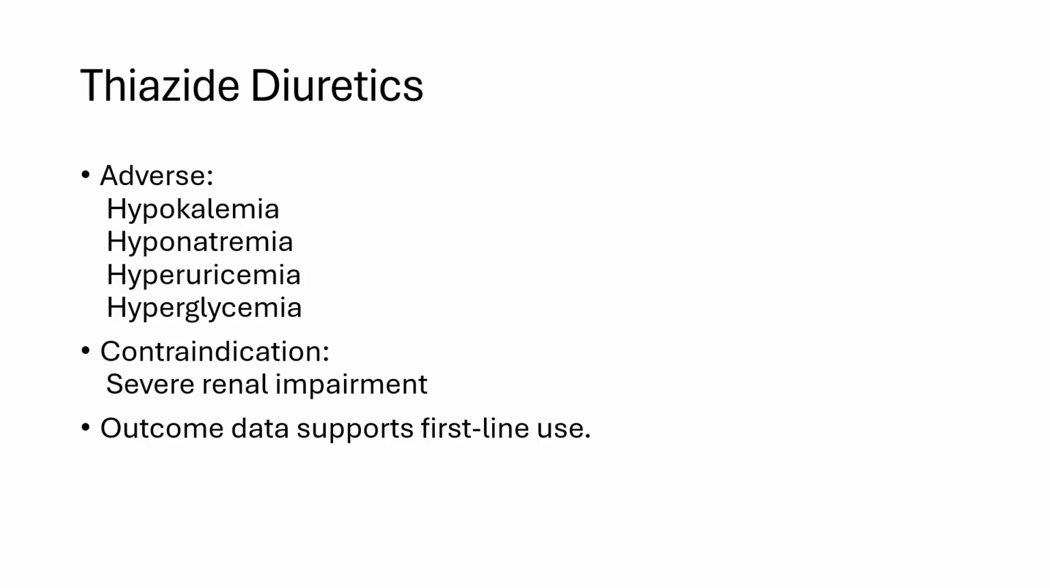Thiazide diuretics are contraindicated in severe renal impairment because they become ineffective when kidney function declines significantly. Clinically, thiazides are often selected early in treatment, especially in patients with uncomplicated hypertension and preserved renal function.